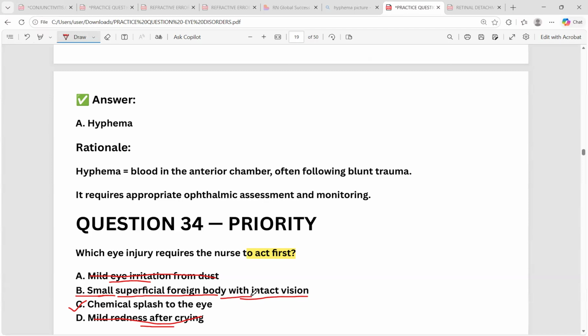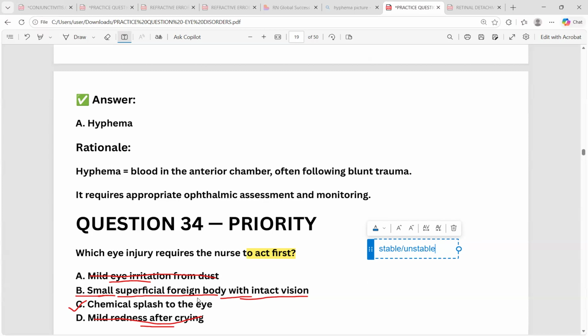Here you can apply the strategy stable versus unstable. Which situation is stable and which situation is unstable? An unstable patient needs to be met first, and the patient who is stable we can act on a little later. Always the priority is the unstable situation. So by comparing options B and C, which one is the emergency or unstable situation?